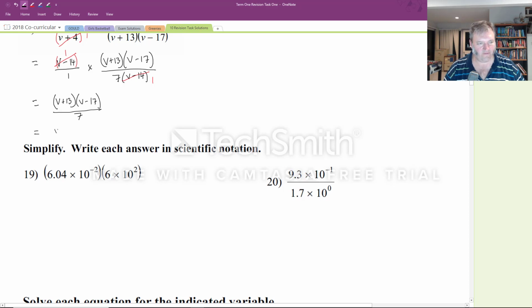V by V, V squared, these brackets. 13 times V would be 13V, V times negative 17, so I've got positive 13 minus 17, that's negative 4V, and then we've got 13 17s, which I think are 221. I'm sure you can check that for me, and divide by 7. How did I get the 221?